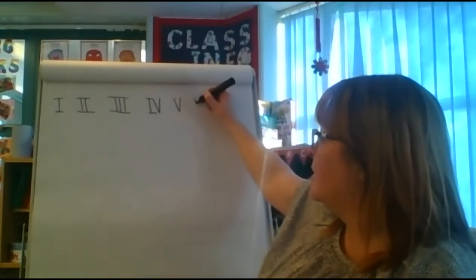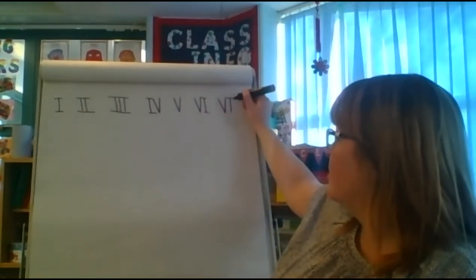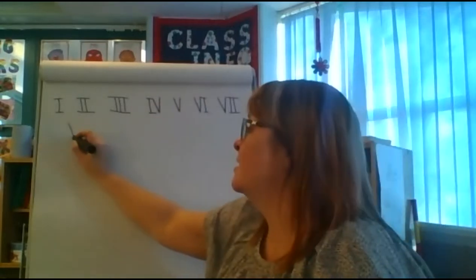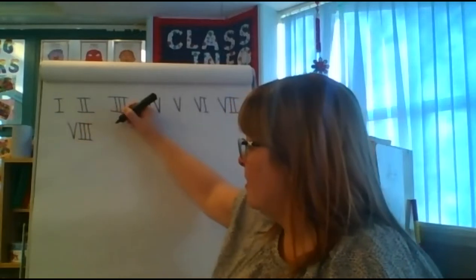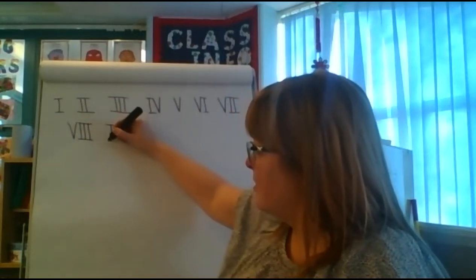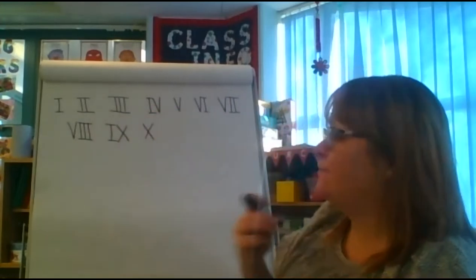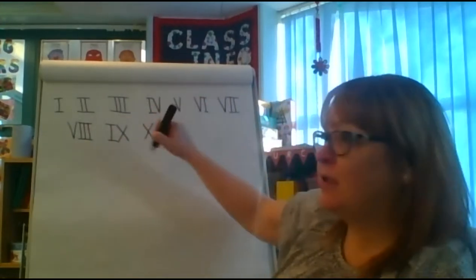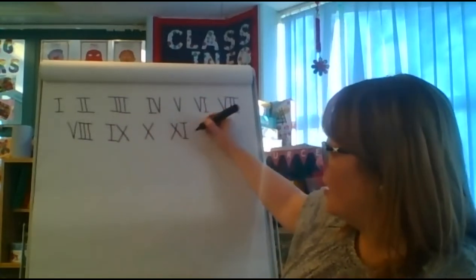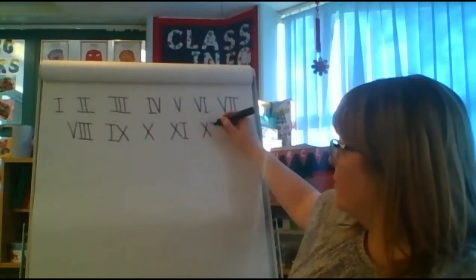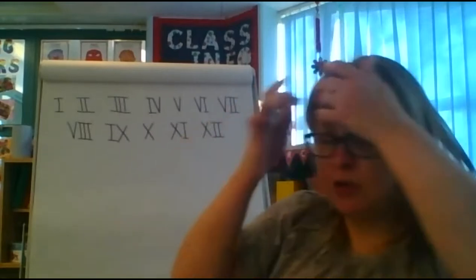5, 6, 7, 8, then 9 is 1 take away 10, and then you've got 10. Okay, that's all you need to know for today. We do move on though to 11 and 12. All right, so those are your Roman numerals to 12.